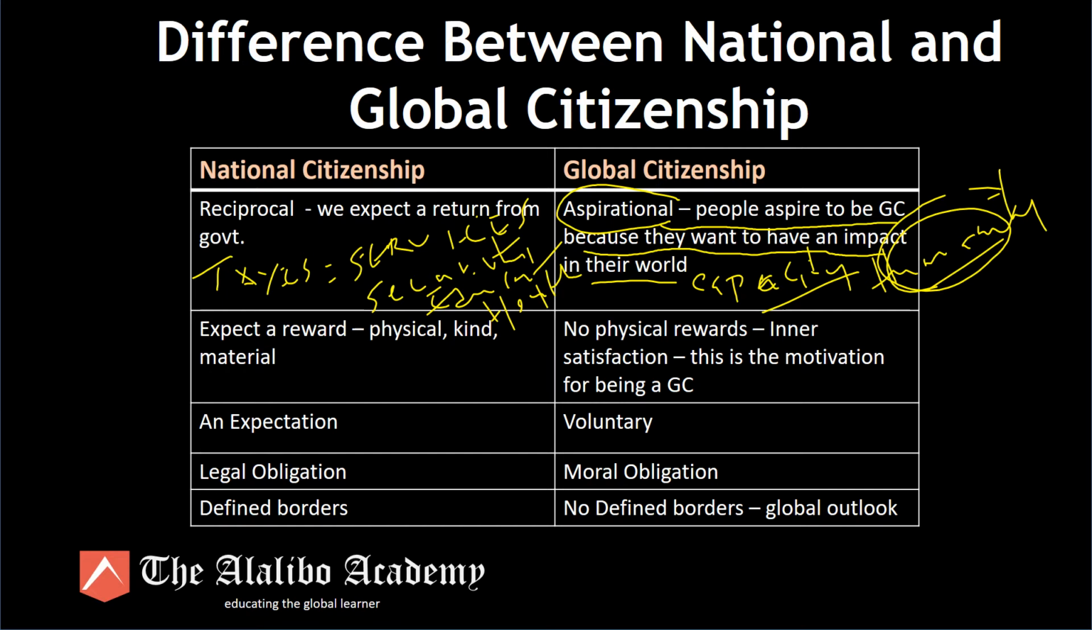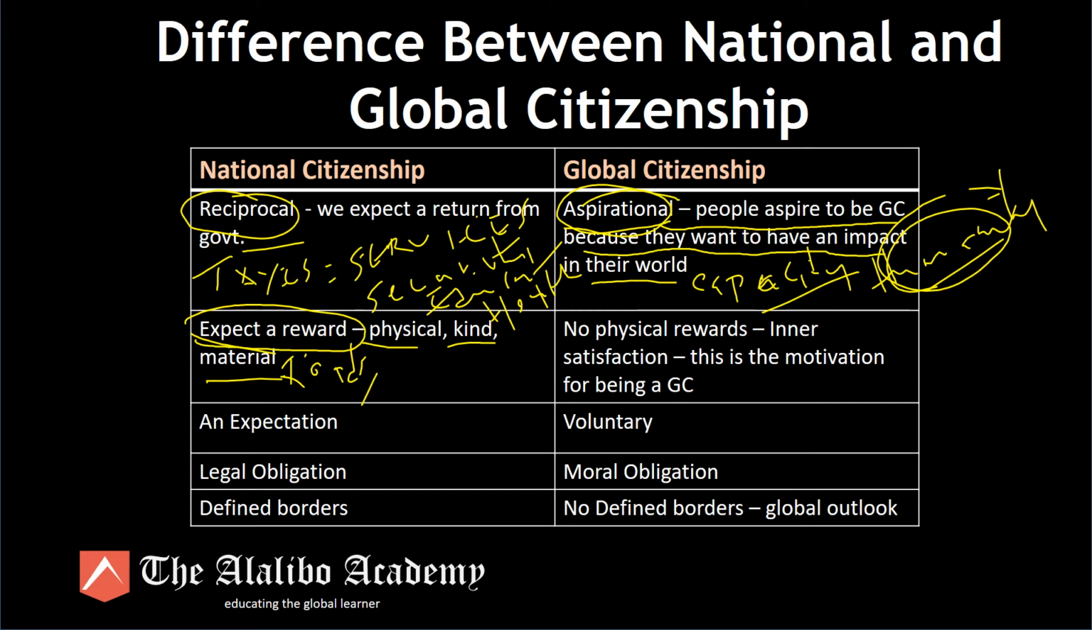And they're not doing that because they believe they are better than them, but they believe that they have a higher calling, a calling that is bigger than themselves. And so it is aspirational on this level. In this category, it's aspirational, and in this category, it's reciprocal, or based on mutuality. Now, the national citizen expects to see a reward, and the reward is physical, in kind and material. And the reward comes in the form of roads.